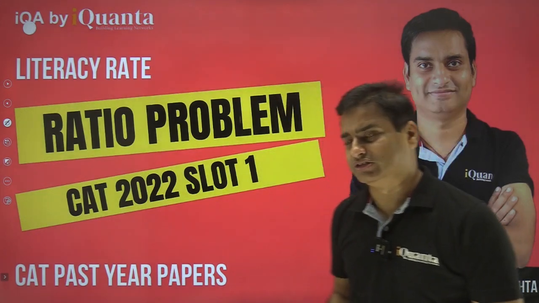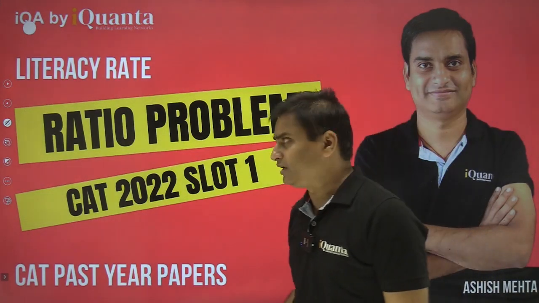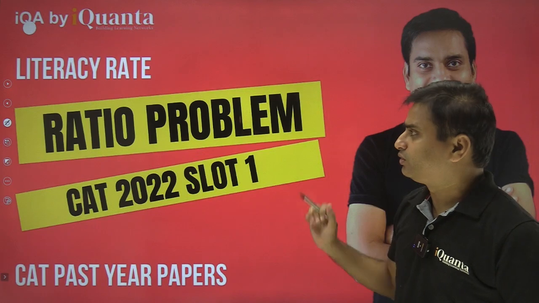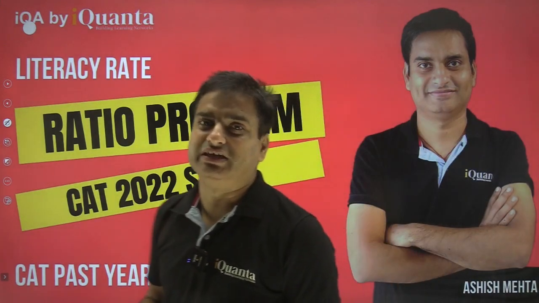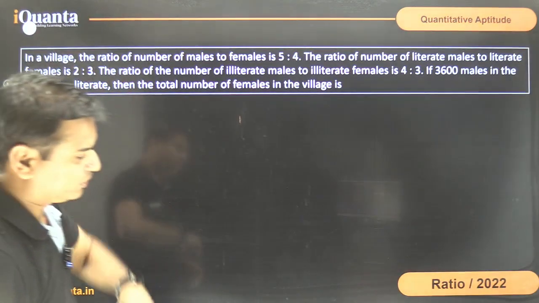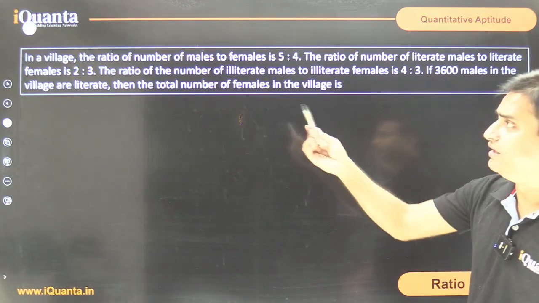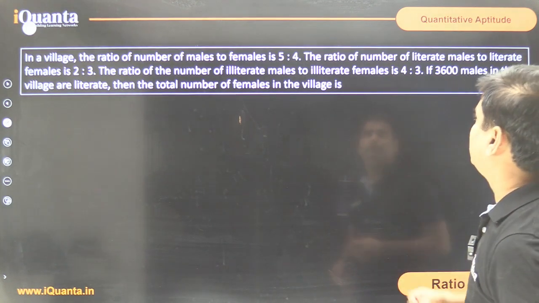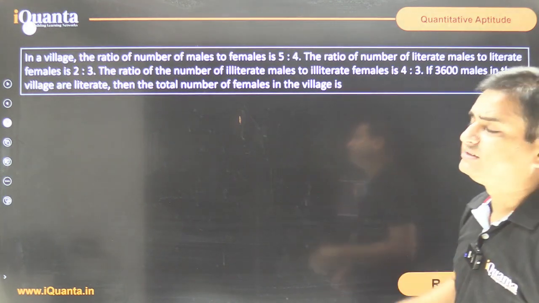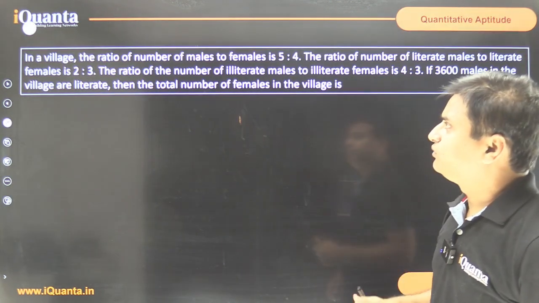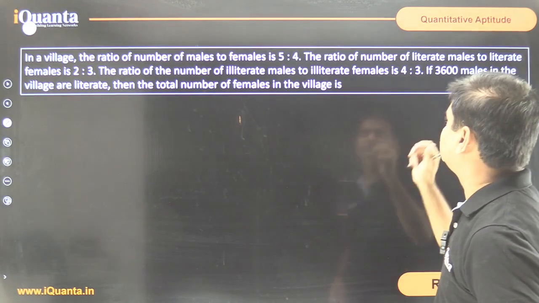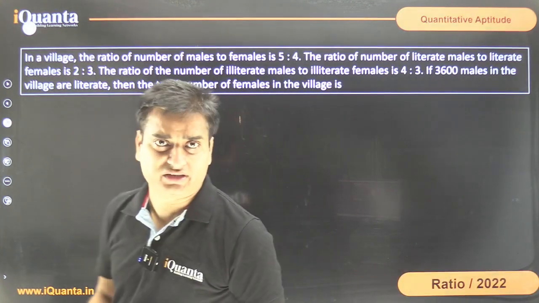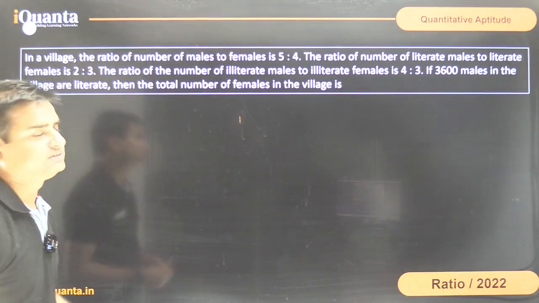In this particular video, we will cover the ratio problem which came in CAT 2022 slot 1 and the concept is literacy rate. So let's look at the question. The question says in a village the ratio of number of males to females is 5:4. The ratio of number of literate males to literate females is 2:3. The ratio of number of illiterate males to illiterate females is 4:3. If 3600 males in the village are literate, then the total number of females in the village is.